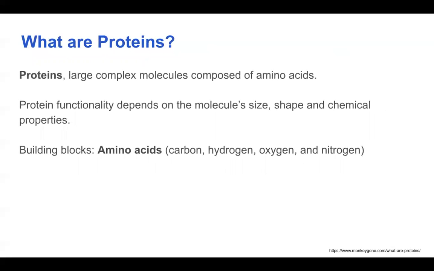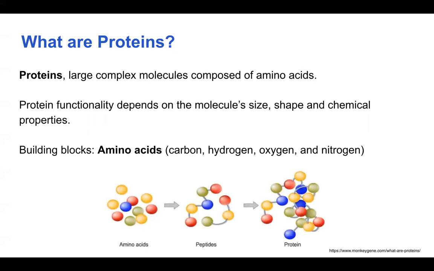What are proteins? Proteins are large complex molecules composed of amino acids. Protein function depends on the molecular size, shape, and chemical properties. The main building blocks of proteins are amino acids that consist of carbon, hydrogen, oxygen, and nitrogen. Amino acids bind each other by peptide bonds and give the form of peptides. And peptides bind each other, they give a special size of proteins.